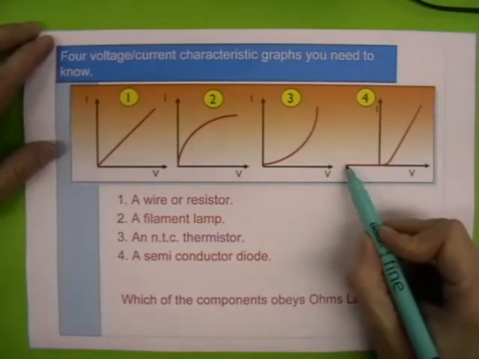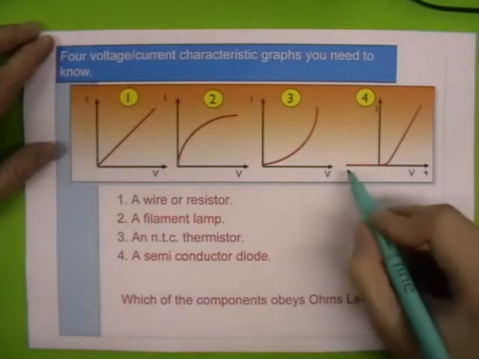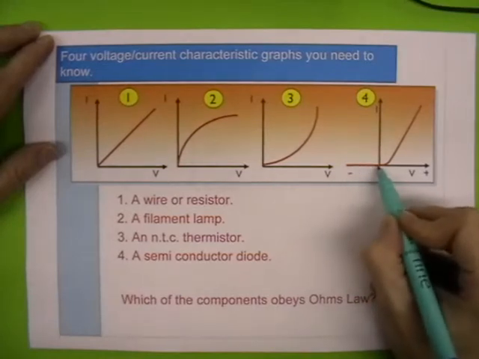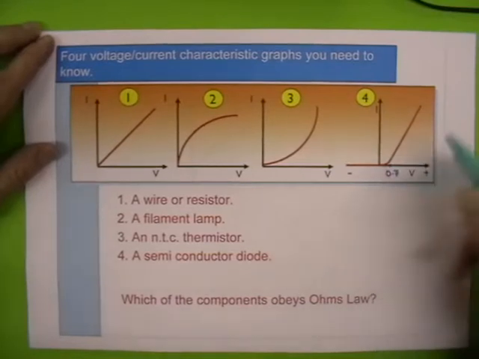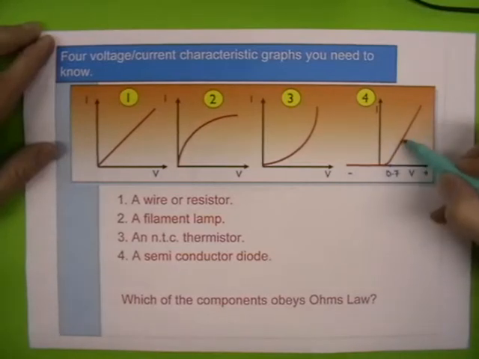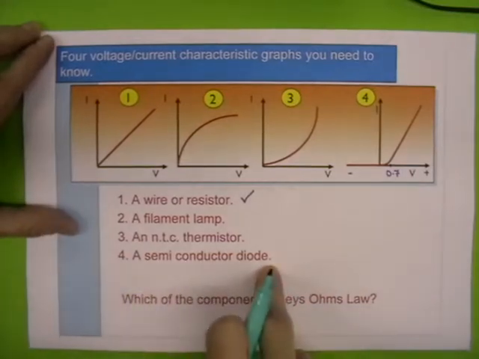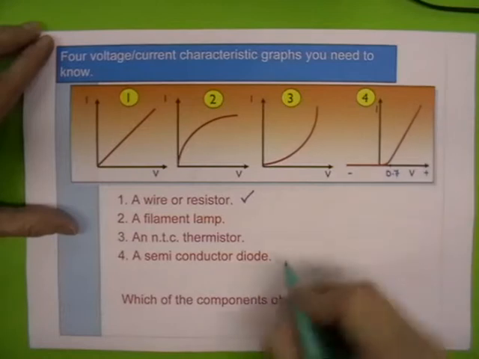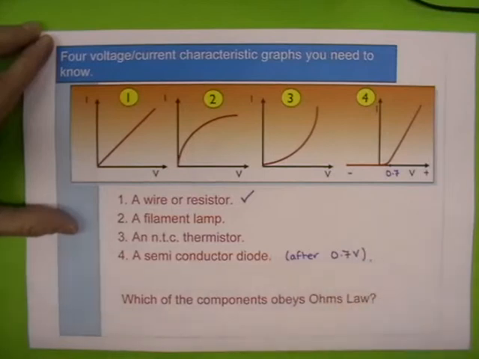It has got no current flowing for these negative voltages. So those are negative voltages and these are positive. No current flowing. The line is right along the axis, and it takes until it's usually about 0.7 volts before it actually starts to allow current to flow through it in the other direction, and then it increases quite sharply. So the question says, which of these components obeys Ohm's law? The wire, of course, obeys Ohm's law, and the semiconductor diode to some extent after 0.7 volts. So after 0.7 volts, it will obey it.